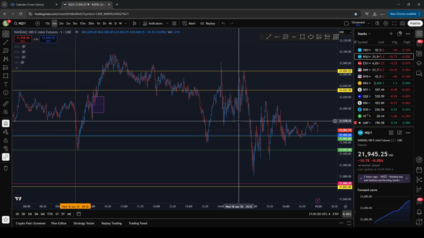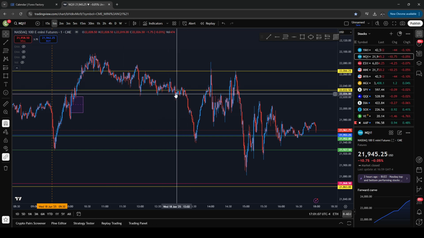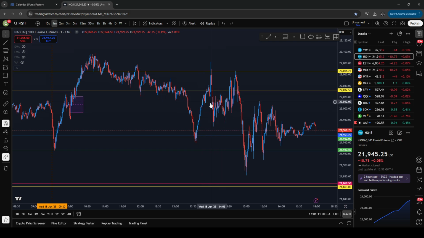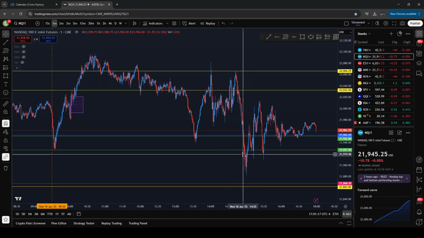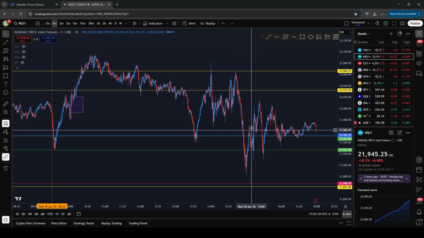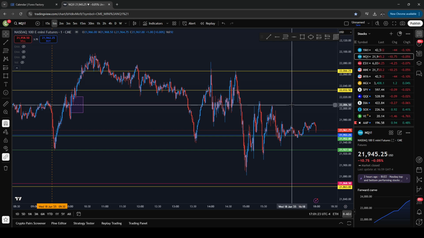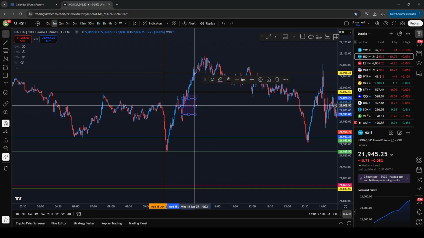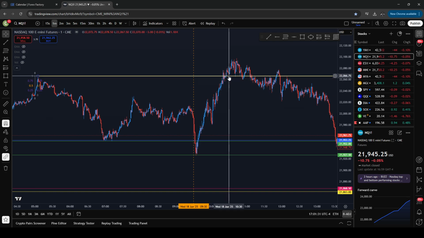And then as you see, for the rest of the day, it kind of consolidated during the lunch hour, and then we had some moves right before the Fed statement, and then during Jerome Powell's speech, it was a sell-off, and we had some buying back, and then some more consolidation. Tomorrow is a holiday, Juneteenth, so if you celebrate, happy Juneteenth. There will be no trading tomorrow.